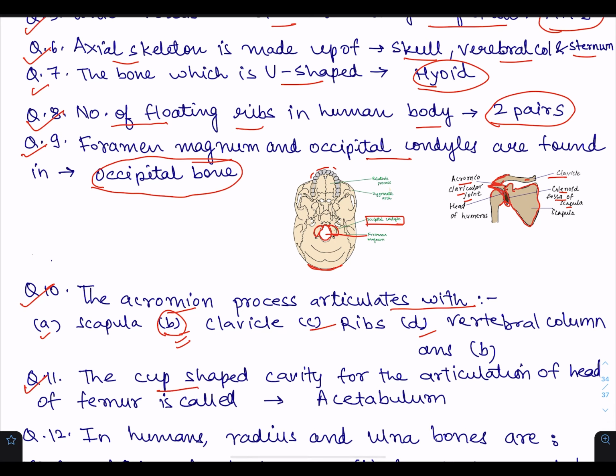Next question, the cup-shaped cavity for the articulation of head of femur is called acetabulum. This cavity is found in the pelvic bone where head of femur will articulate.